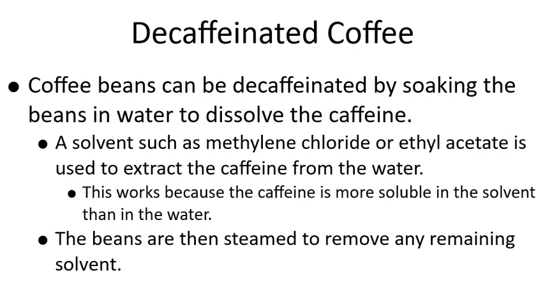For these people, we produce decaffeinated coffee. The decaffeination process involves soaking the beans in water to dissolve the caffeine. Then, a solvent such as methylene chloride or ethyl acetate is used to extract the caffeine from the water. This works because the caffeine is more soluble in the solvent than it is in the water. However, caffeine isn't the only compound more soluble in these solvents than in water, and so some of the flavorful and aromatic compounds will be lost as well.